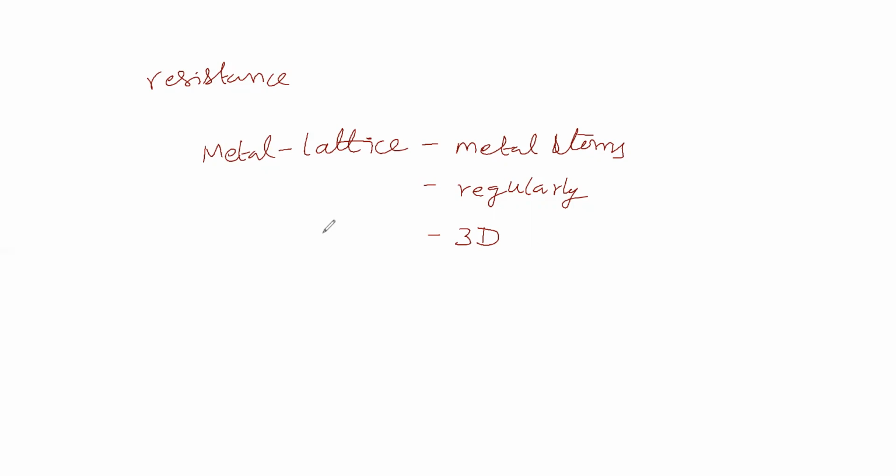For that we will take one metal atom and see its shape. Suppose the shape of a metal atom is a sphere. Like this we will consider. One sphere is here. We will take another sphere. The second sphere will be like this, just in contact with the first sphere.